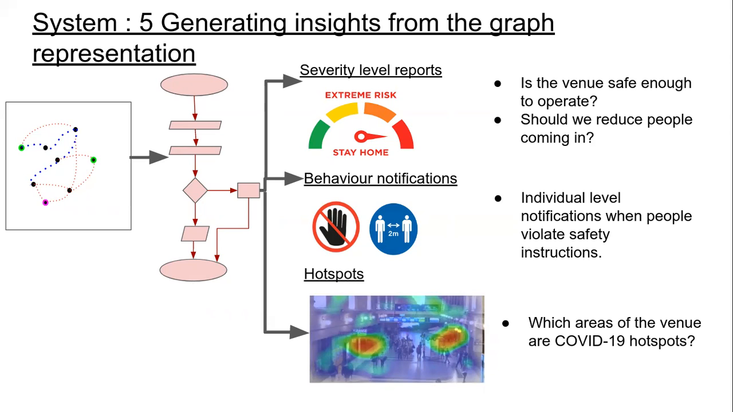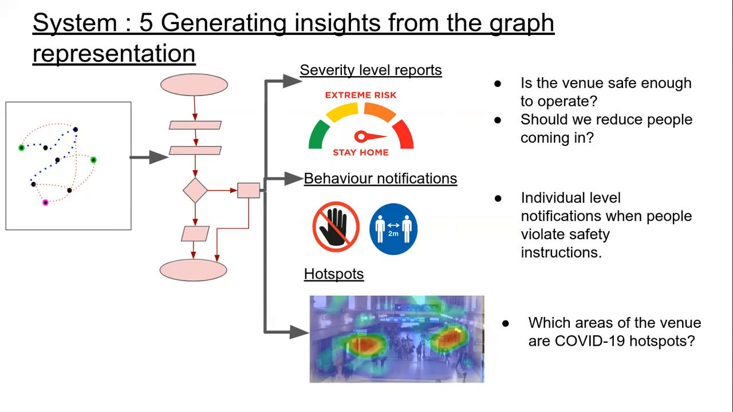Then we have behavior notifications, which are individual level things. For example, if a person is touching everything and we can find that, we can send him a notification. And also whether people are getting too close to strangers, those things can be behavior notifications. And then we have hotspot identification. In any venue, there are some places where there is more tendency for COVID-19 spread. So these things can be identified by processing the graph as well.